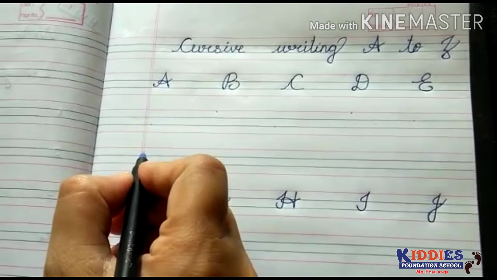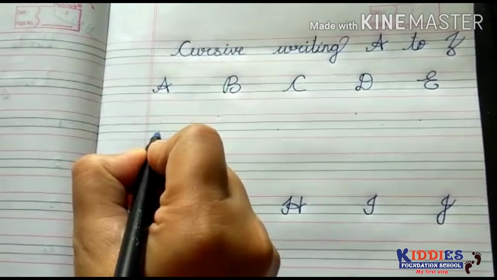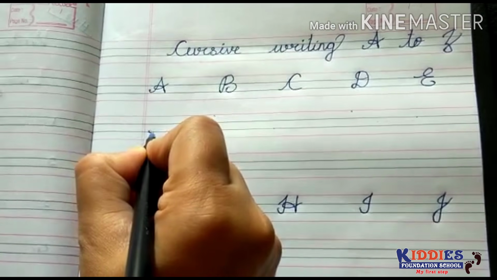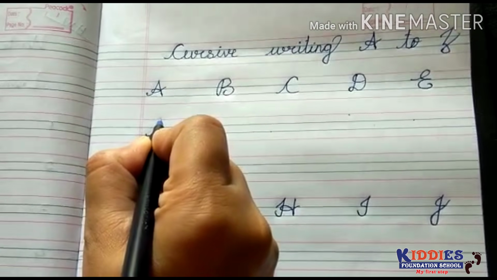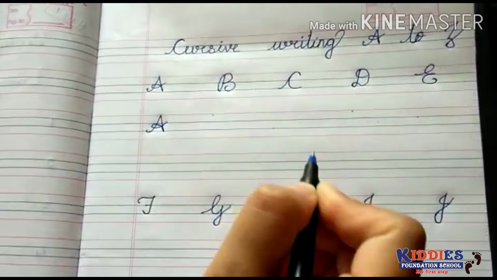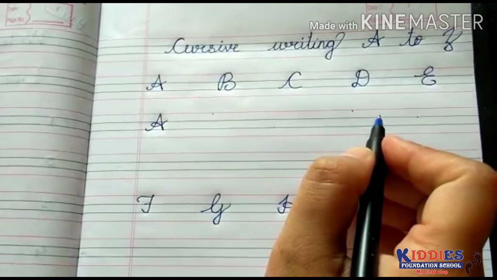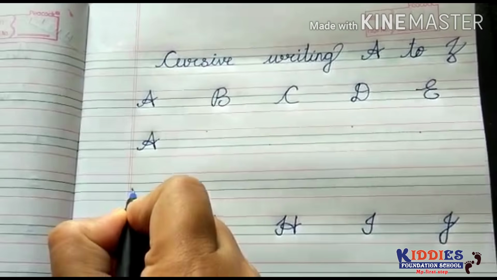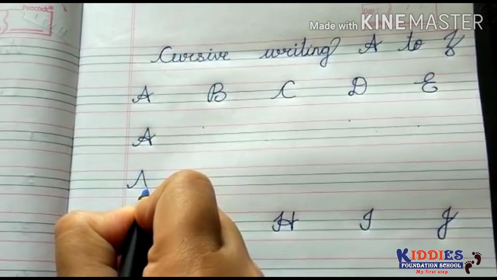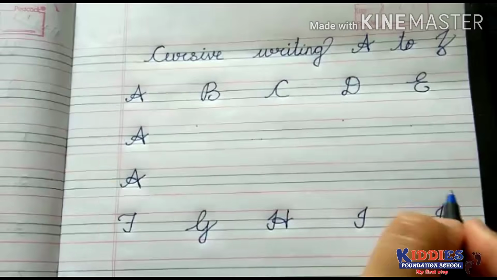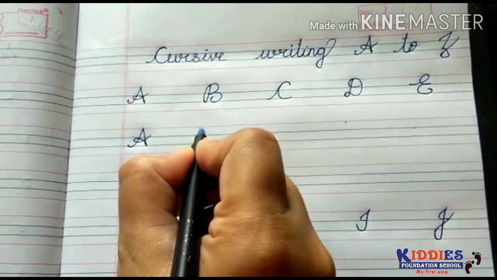Okay, now the first letter A, you have to start from the blue line to red line, then down, up, once again from here, down, up, like this.